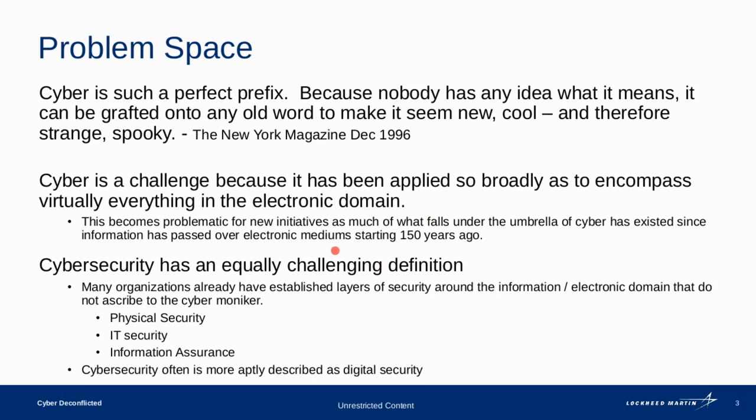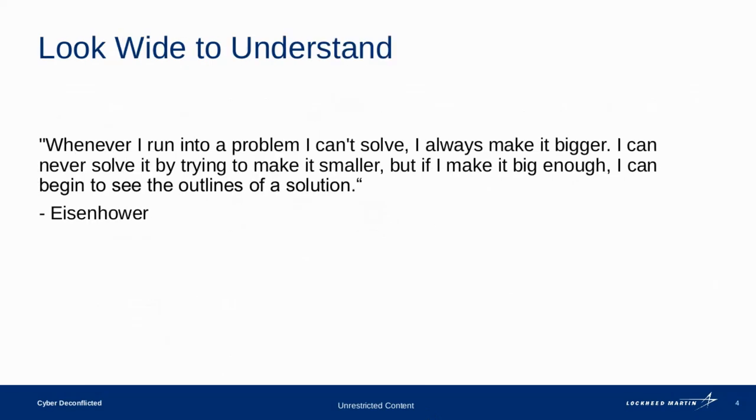So cyber has a similar sort of problem because it can be applied so broadly to virtually encapsulate anything in the electronic domain. Cybersecurity has an equally challenging definition because a lot of the things that we currently do in cybersecurity also fall under different organizations like physical security, IT security, and information assurance, and there's a great example coming up on information assurance being rebranded. One way to think about it is that cybersecurity is often most aptly described as digital security. That kind of helps scope that one a little bit.